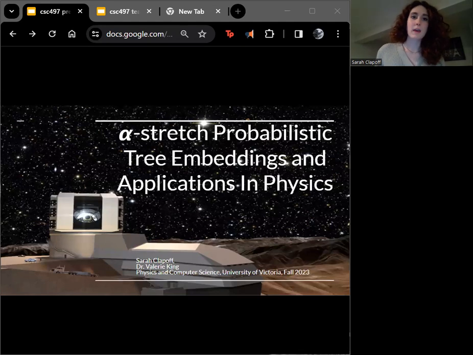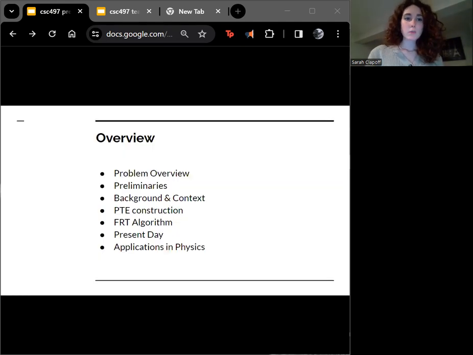And for this project, I wanted to look at PTE algorithms and then look at applying those algorithms to some problems in physics and astronomy. So today we're going to give an overview of the problem, give a little background and some context, look at probabilistic tree embedding construction, and then we really took an in-depth look at specifically the 2004 work from Bhatia, Charikar, Fakcharoenphol, Rao, and Talwar, also known as the FRT algorithm. We're going to look at that algorithm, then some more recent work, where we're at today, and then finally some applications in physics and astronomy.